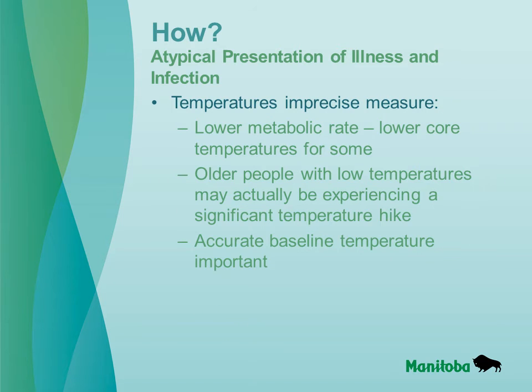Temperature readings in the elderly are an imprecise measure of the presence of infection. Some older people have a lower metabolic rate and lower core temperatures. Therefore, older people with low temperatures may actually be experiencing a significant temperature hike. An accurate baseline temperature is so important to have.